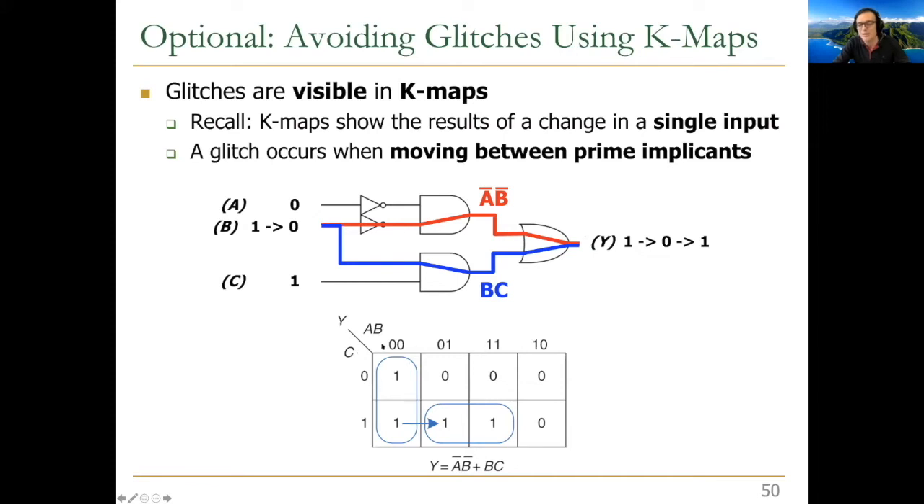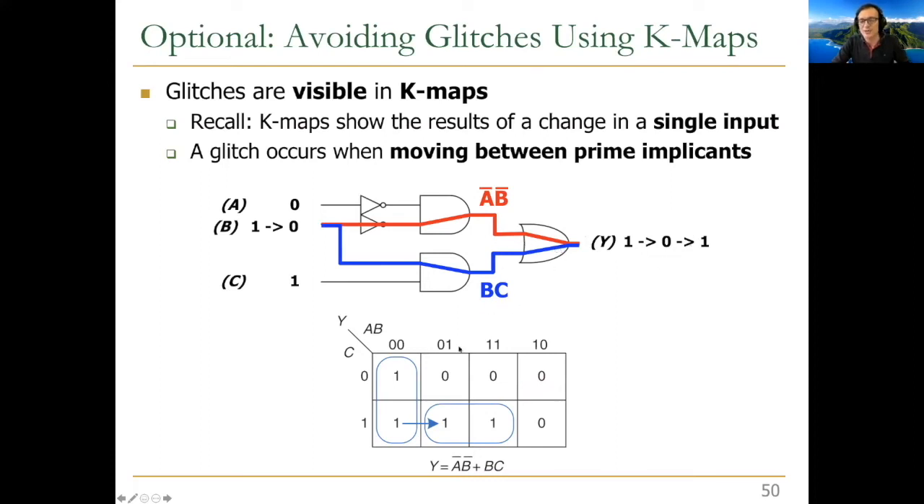So this is one way of visualizing the output. AB is 0,0, AB is 0,1, AB is 1,1, AB is 1,0 over here, and then C is 0, 1. And this is the output function over here, that is essentially the truth table for the circuit. And you can see that this circuit really implements A bar B bar or BC. Now, the problem is when you change B from 1 to 0, there is no redundancy here to ensure that you don't glitch.